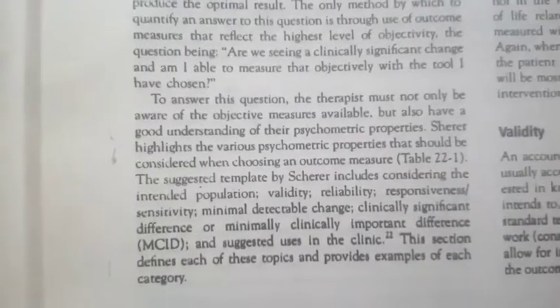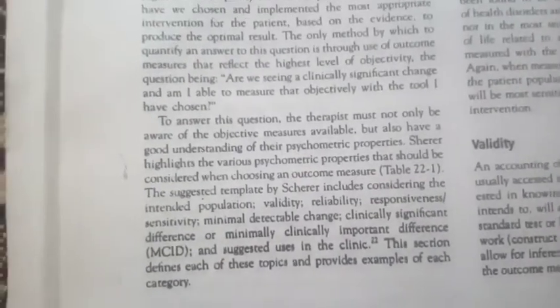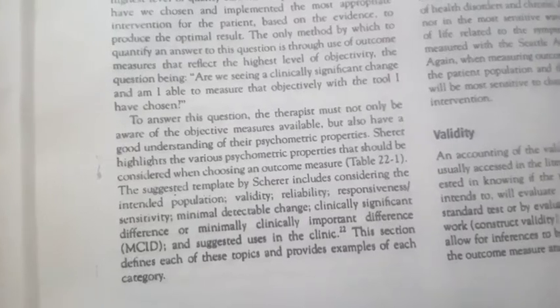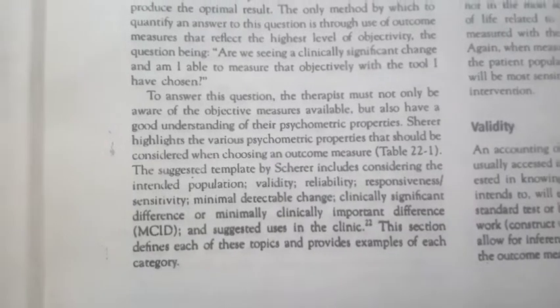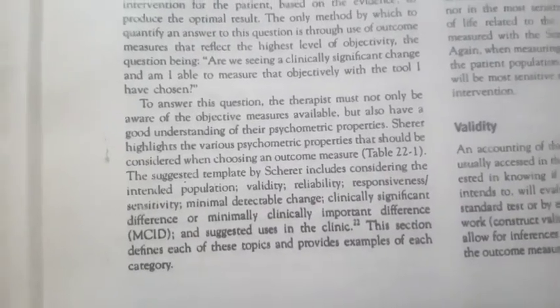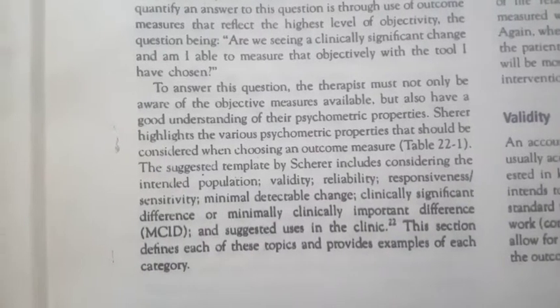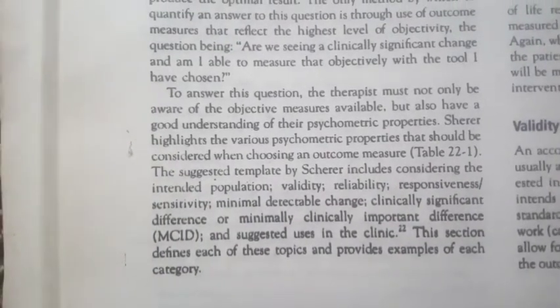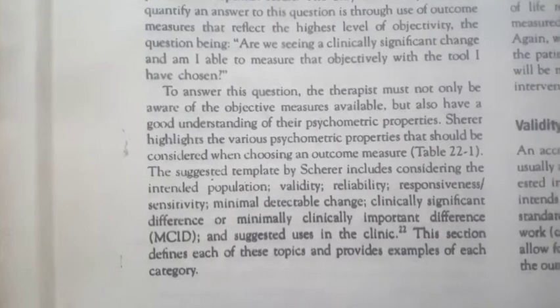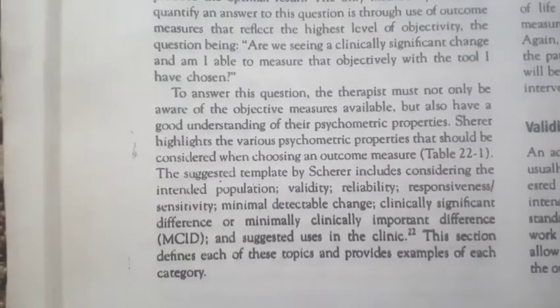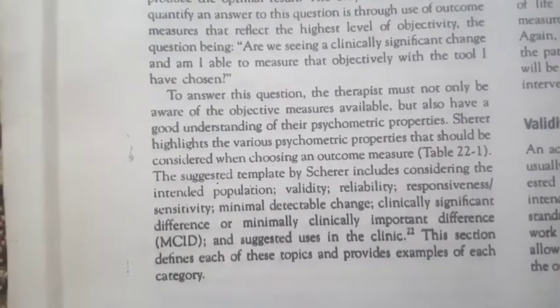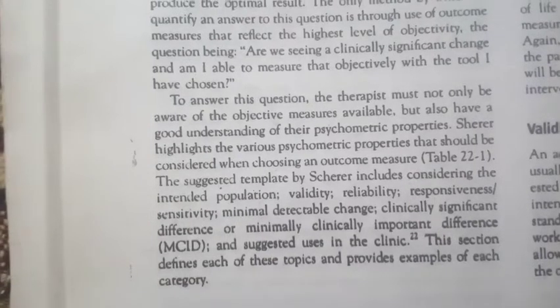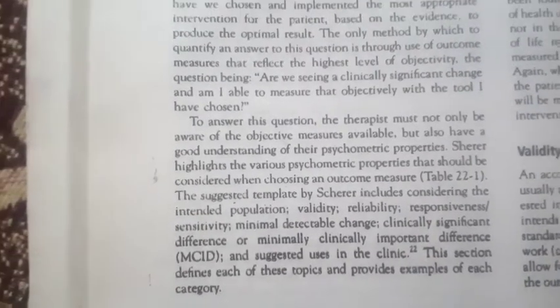The suggested template by Scherer includes considering the intended population, validity, reliability, responsiveness, sensitivity, minimal detectable change, clinically significant difference, or minimally clinically important difference (MCID), and suggested uses in the clinic. This section defines each of these topics and provides an example of each category. So we will discuss all these topics in the upcoming videos.